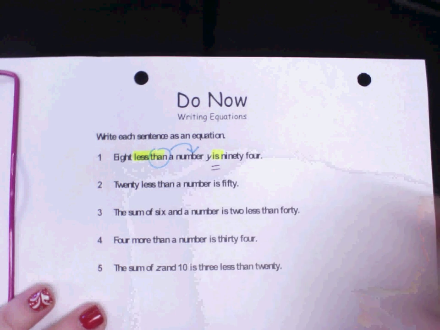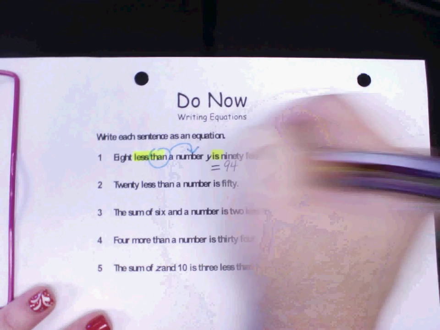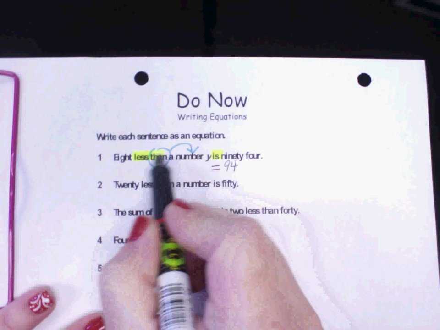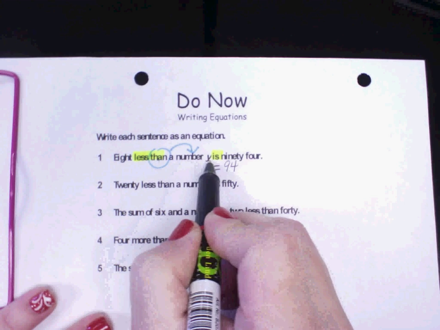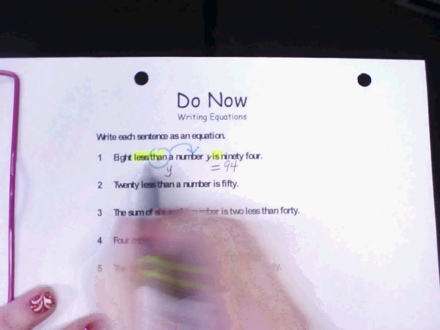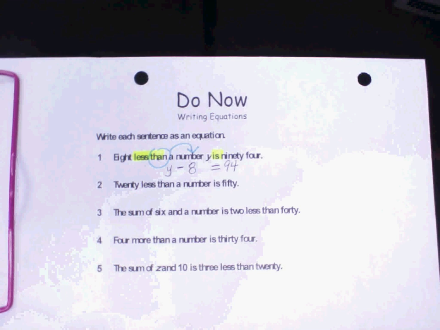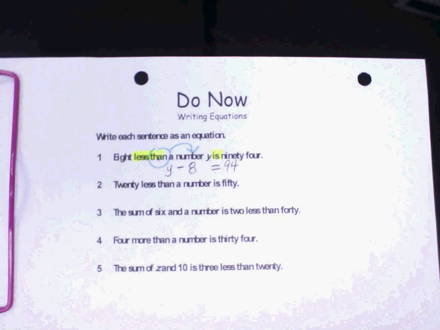All right, so this is your equal sign. What is it equal to? 94. And then whatever goes after less than, you write first. Number y, so that would be y, right? Less than means what? And how many am I subtracting? 8. There you go, and I'm done.